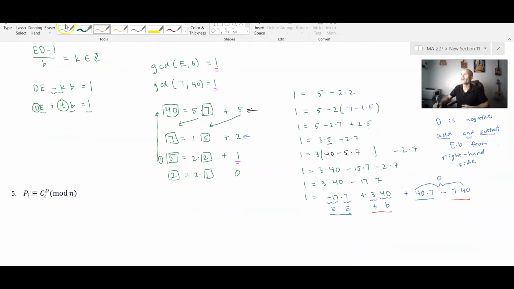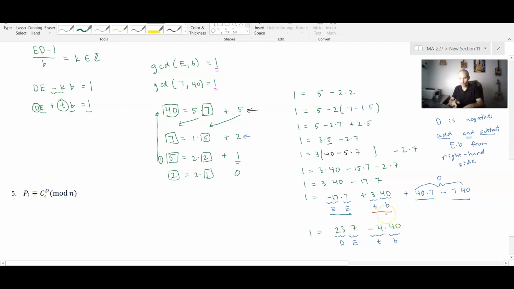Alrighty, we're almost done. So if we do that, we said negative 17 sevens plus 40 sevens gives me 23 sevens, and 3 40s minus 7 40s gives me negative 4 40s. And so now this is still of that correct form. This is my value of D, because this is my value of E. This is my value of T, which again, I don't care about, so that value of T can be negative or positive, makes no difference. And this value here is still B.